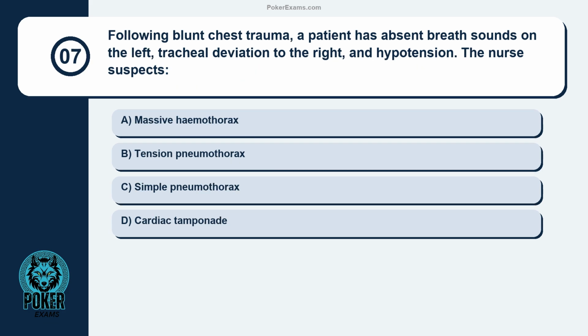Question 7. Following blunt chest trauma, a patient has absent breath sounds on the left, tracheal deviation to the right, and hypotension. The nurse suspects massive hemothorax, tension pneumothorax, simple pneumothorax, cardiac tamponade.